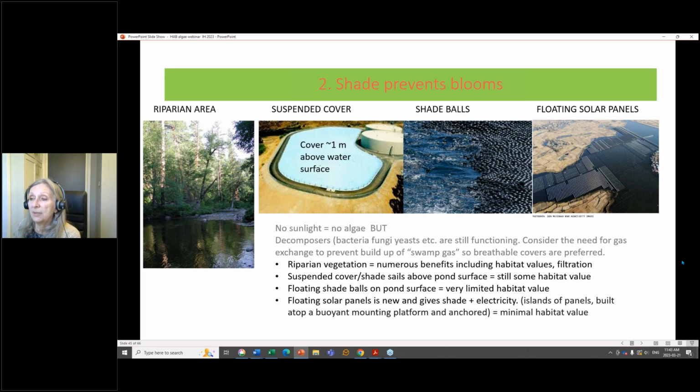Floating shade balls, these work well. These are incredibly expensive, by the way. And they provide very limited habitat values, you can imagine. Again, it's breathable, but it doesn't provide enough sunlight for algae growth to proceed. And one of the latest and greatest is to have floating solar panels. So it provides shade and produces electricity. As you can imagine, not much habitat value there, but it is effective.